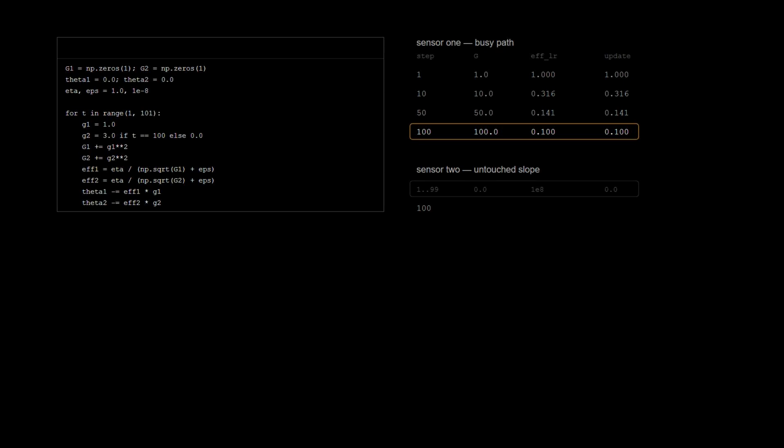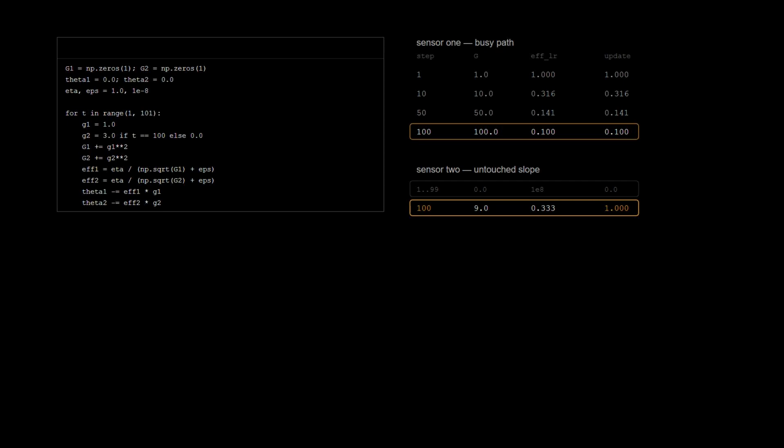Sensor 2's row, meanwhile, does nothing for 99 straight rows. G sits at 0, but that is not why theta stays put. The gradient is 0 too, so rate times 0 is 0 regardless of what the rate reads. The parameter is not eroding while it waits. It is simply untouched.